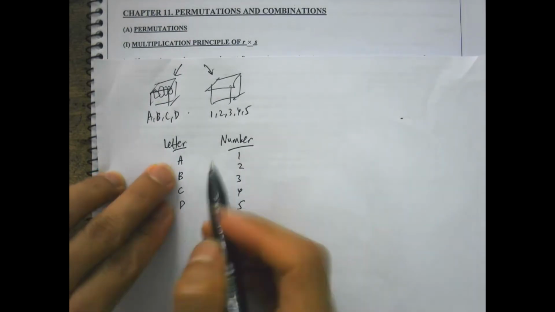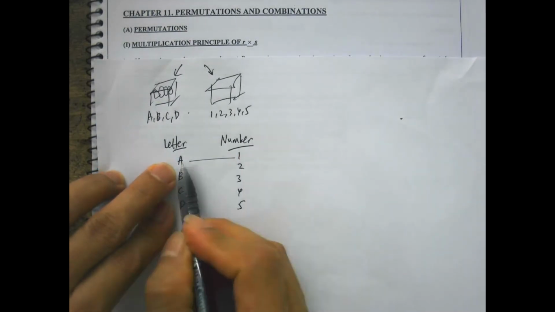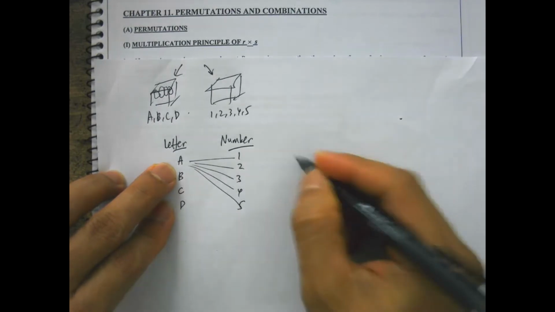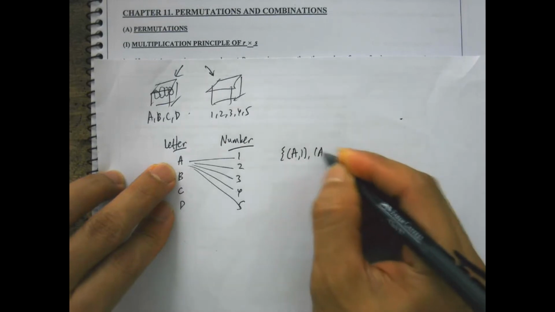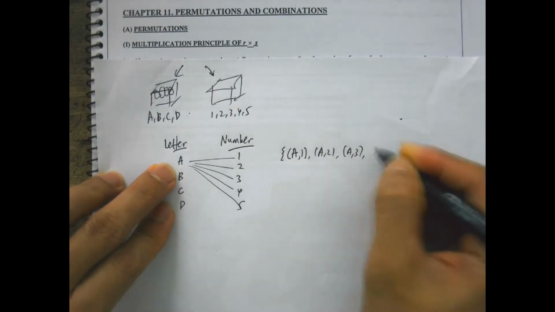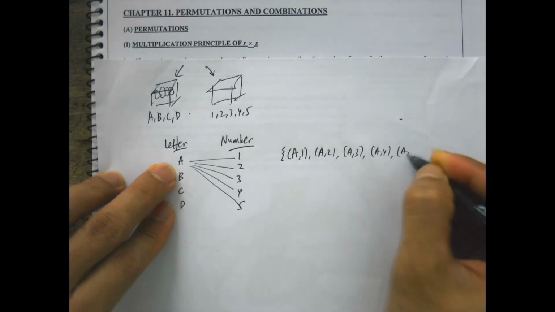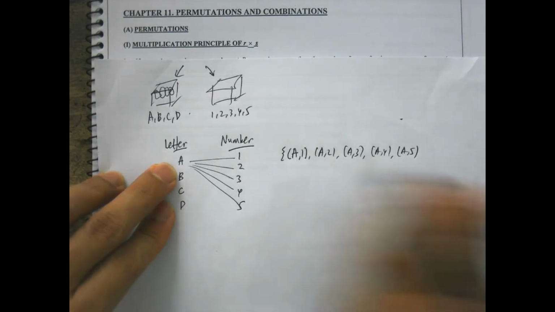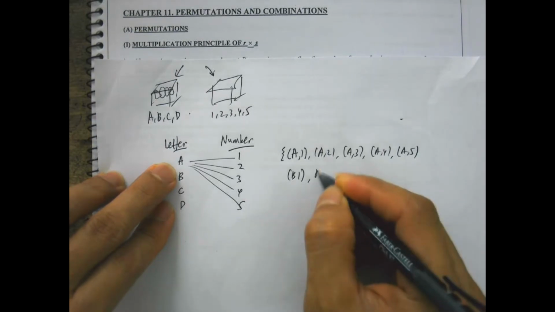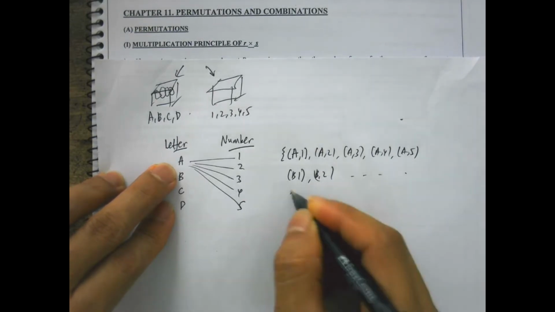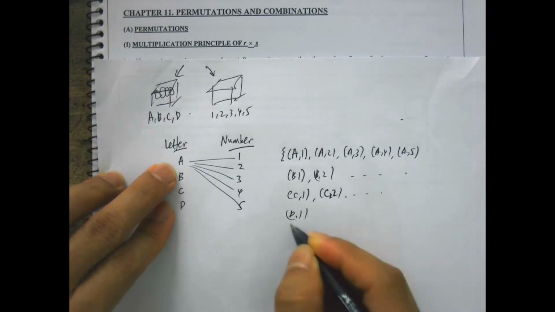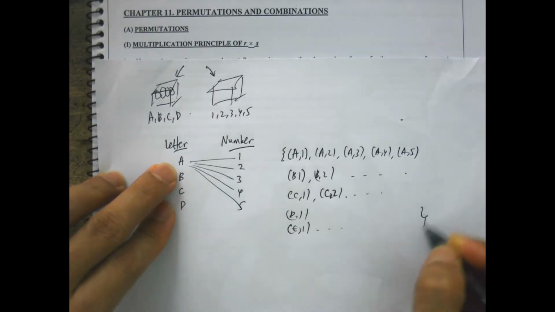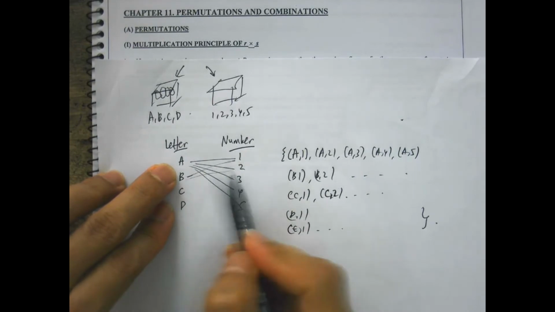A can match with 1, 2, 3, 4, 5. So you can think this way. Now, you may want to write the sample space like this: A1, A2, A3, A4, and probability will do all this. But for now, I just list for you. So you get the idea: B1, B2, and so on. C1, C2, and so on. D1 and so on, and in total you have 4 items to match with 5 items here.